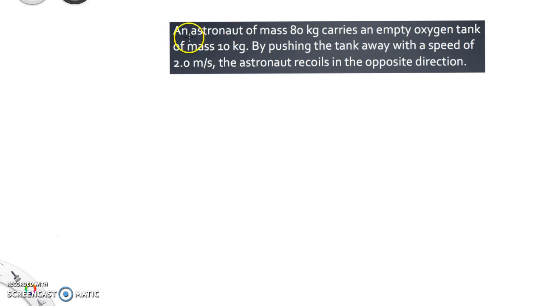So we have here an astronaut with a mass, has an oxygen tank with mass, and he's going to push the tank away from himself or herself with a speed of 2 meters per second, and the astronaut will recoil in the opposite direction. So if you can imagine, if you're floating in space and you push off of something, and as you push off, you kind of get pushed back in the other direction.